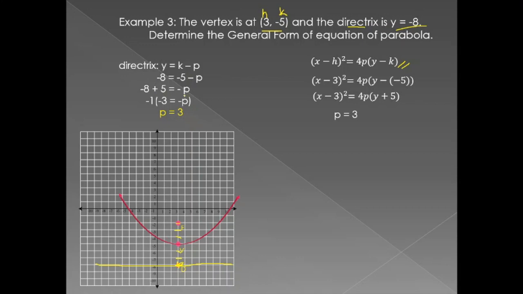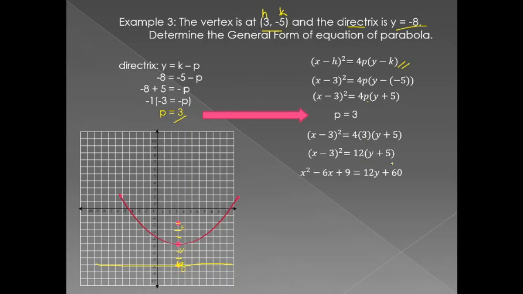And then, derive mo lang para makuha ang p. So, transpose si negative 5, magiging positive. And then, we have negative 3. And then, multiply to negative 1 para maging positive ang p. So, ito yon. P is equal to positive 3. They are the same. So, after natin makuha si p, substitute na natin siya dito. Magiging 4 times 3. And then, we have x minus 3 squared equals 12 times y plus 5.